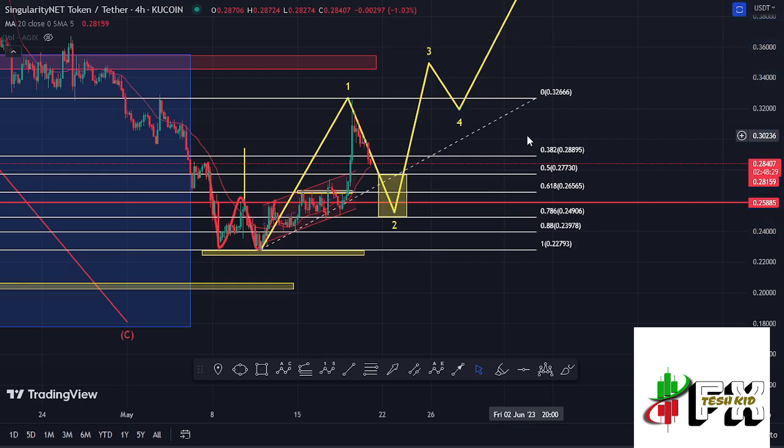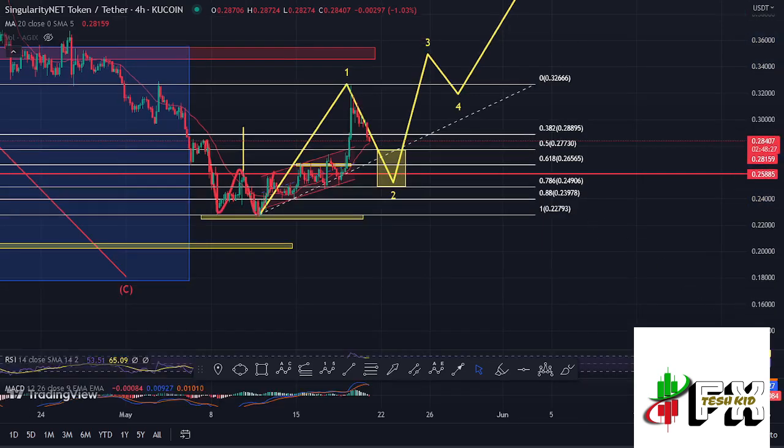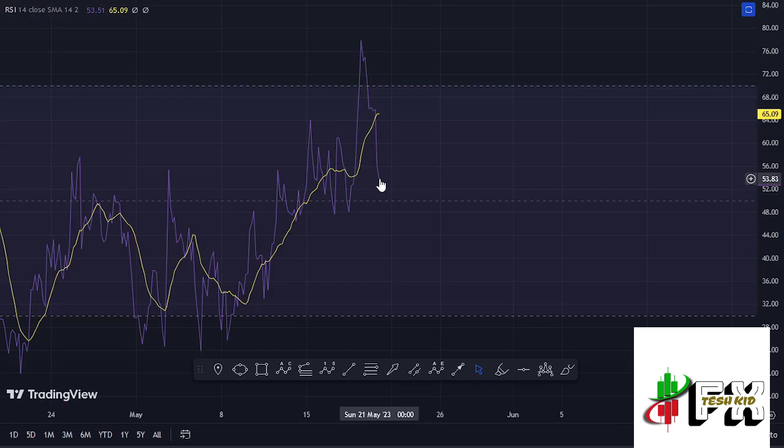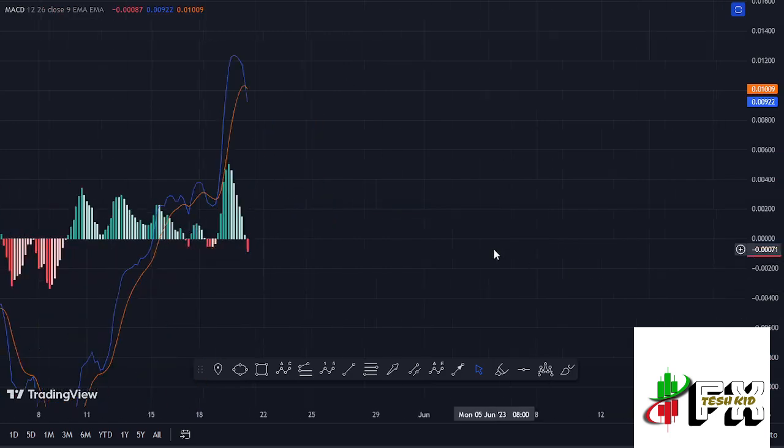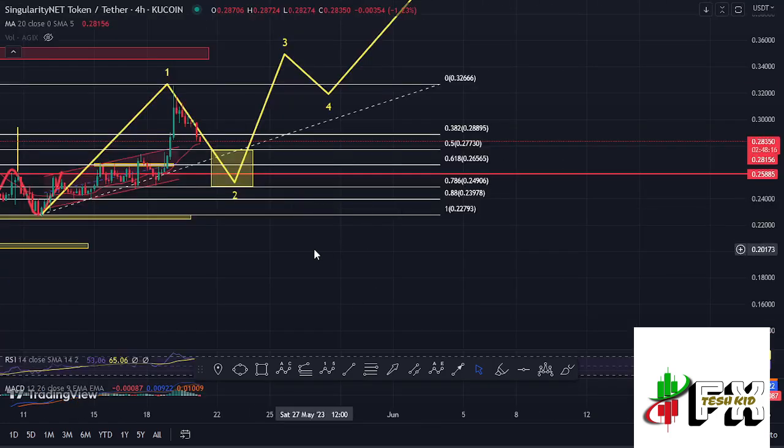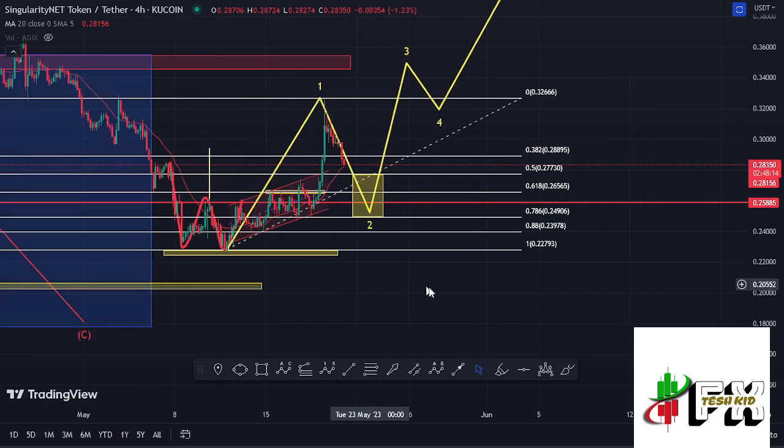And also taking a look at the indicators here on the RSI, we are trading at around the 53 mark. Also taking a look at the MACD, we have been able to print a bearish cross suggesting further breakdown. So let's be patient and see how that plays out, and I'll be keeping you updated.